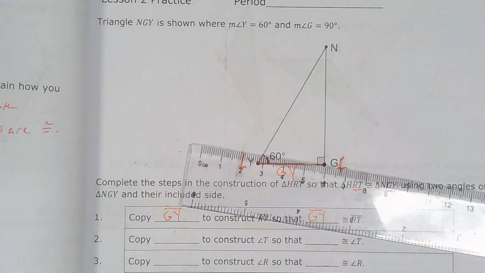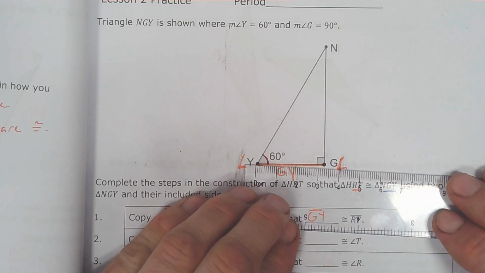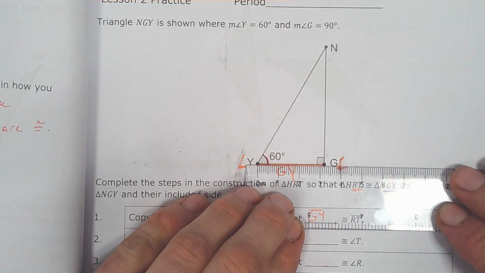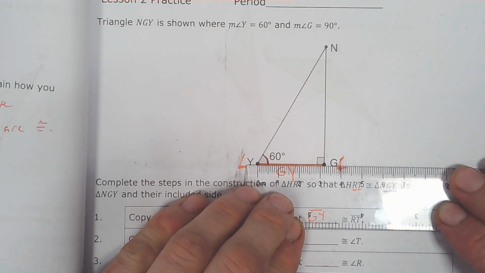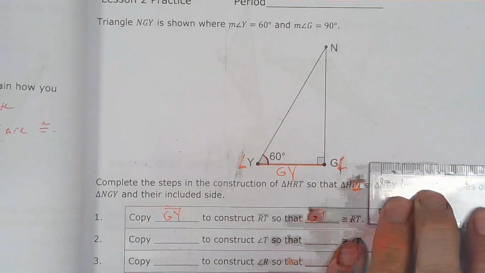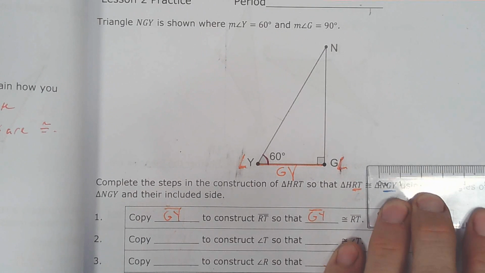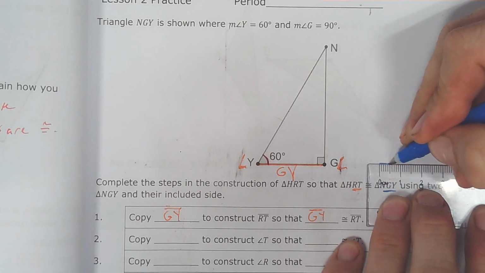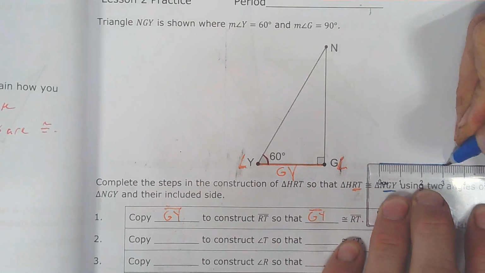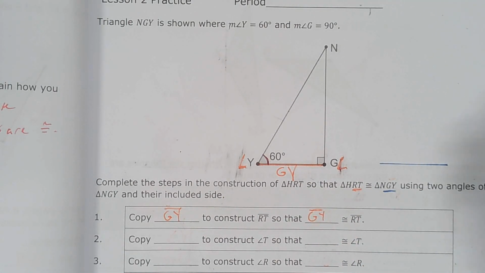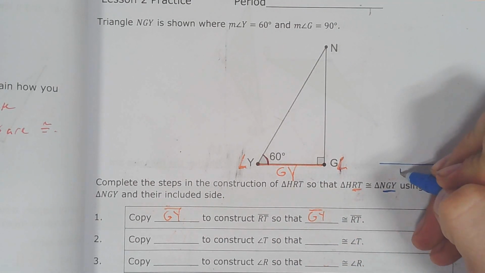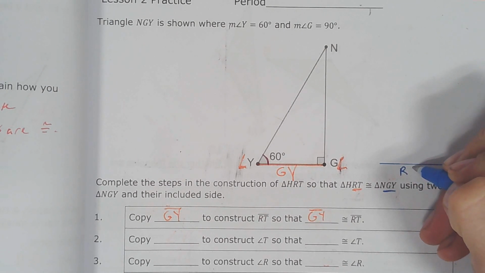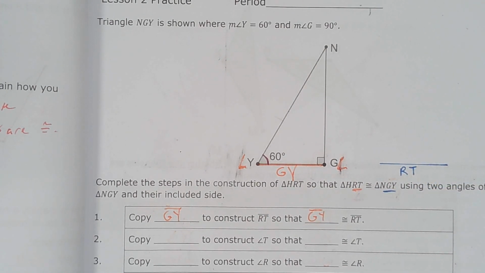I have a ruler here. So I'm going to take GY, and it's like 3.2 centimeters. I'm going to make it blue. And that's RT. Okay, so that's going to be RT.